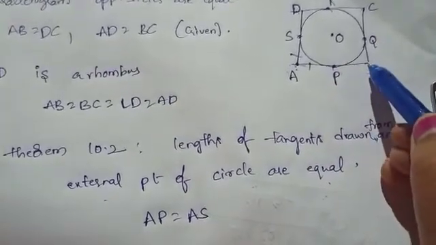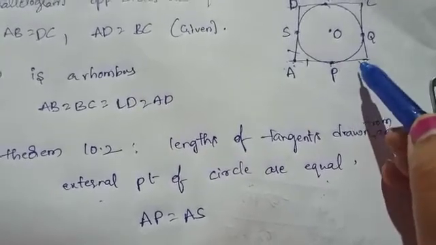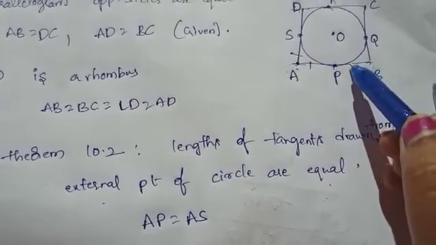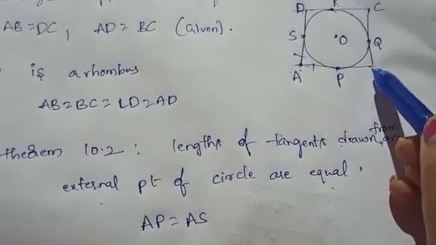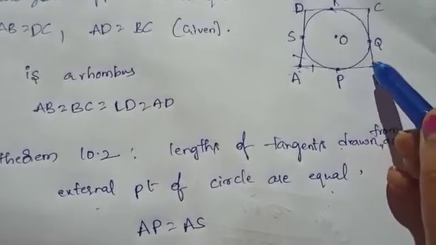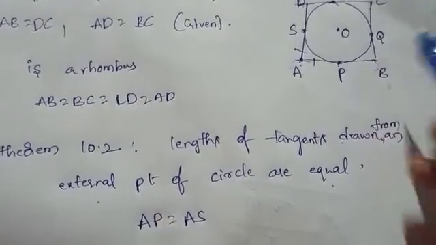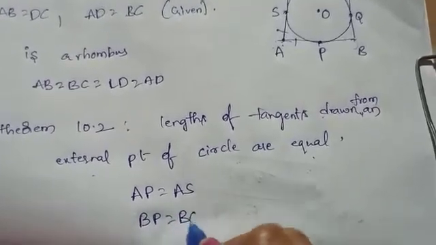Next, B is an external point of the circle. Lengths of tangents drawn from the external point B are equal. So BP equal to BQ.